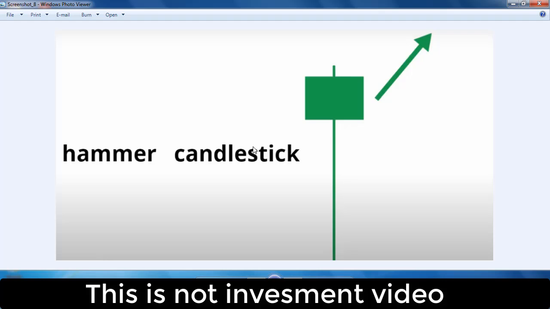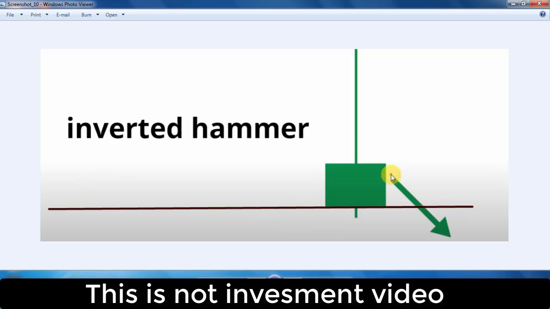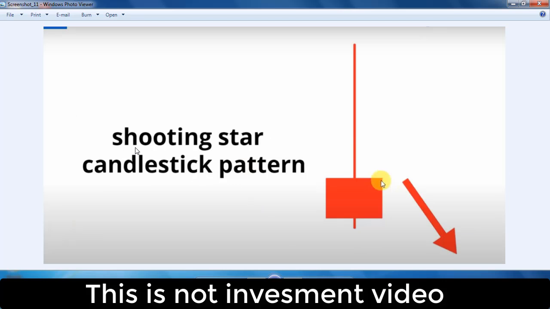The next candlestick pattern is the hammer candlestick, and next the hanging man or hammer candlestick. The next candlestick pattern is the inverted hammer, and next is the shooting star candlestick pattern.